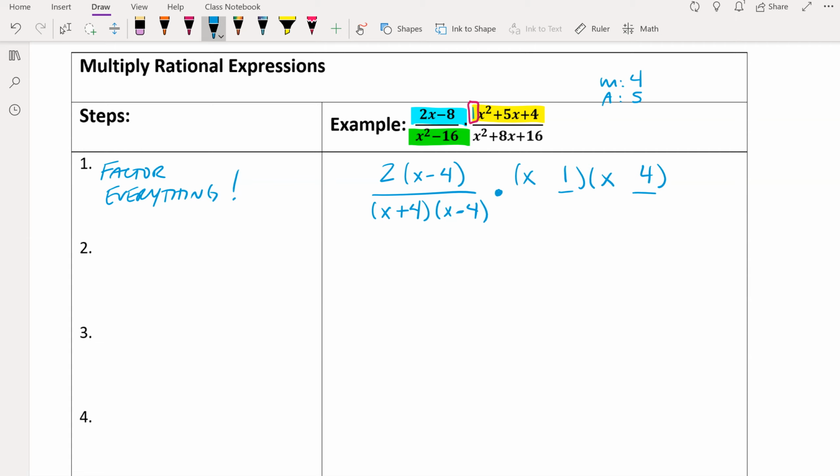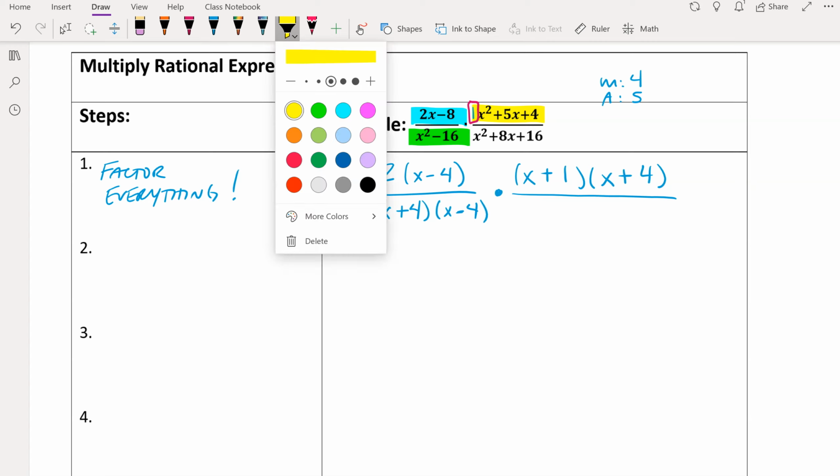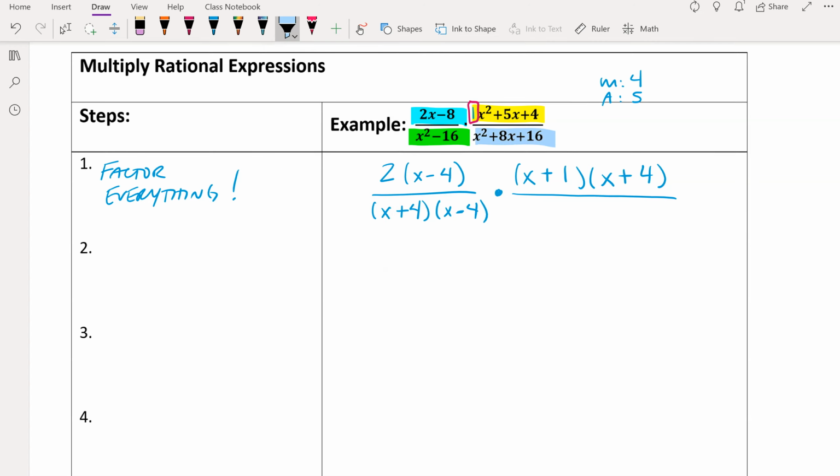Cool. And now the last step that we need to do is figure out, is it a positive or a negative 4 and 1 that would multiply to 4 and add to 5? Both of these need to be positive. So there we go. Look at that. We factored without using the box. Cool. And then the last thing we need to factor is this final denominator. So let's go ahead and factor that.